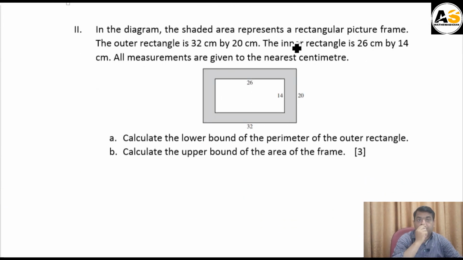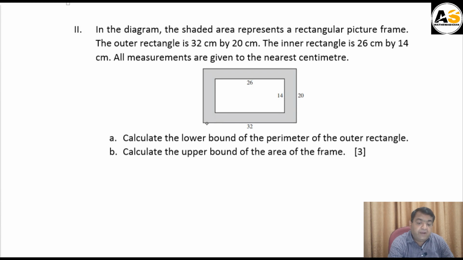Now we move to the next part of this question. We are given a diagram. The shaded area represents a rectangular picture frame. This is a rectangular picture frame. Outer rectangle is 32 centimeter by 20 centimeter. Inner rectangle is 26 centimeter by 14 centimeter, and all measurements are given to the nearest centimeter. We have to calculate the lower bound of the perimeter of the outer rectangle.